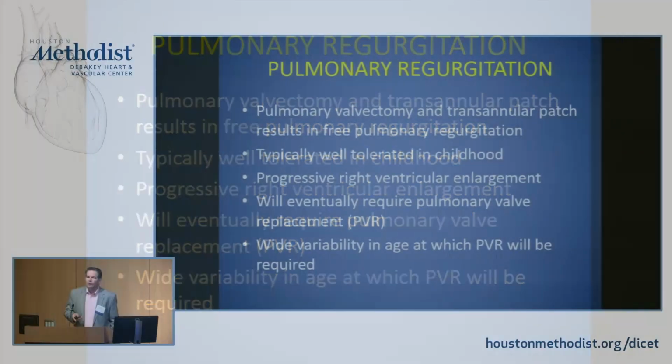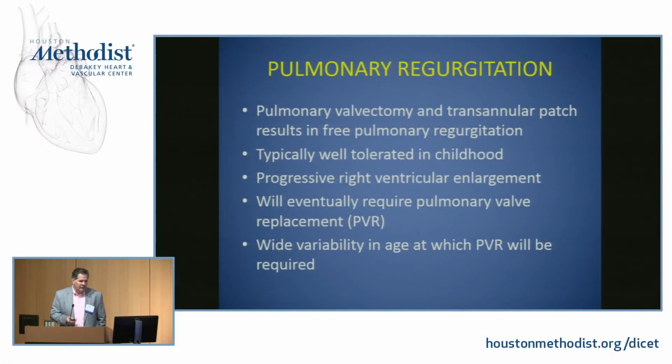Because of the type of surgery these patients have had, there's free PI. This is typically well tolerated in childhood, but as patients progress through life, they will have progressive right ventricular enlargement and will often require a pulmonary valve replacement. There's a wide variability of age when this is necessary. It's sometimes relatively young, sometimes it's several decades in life.